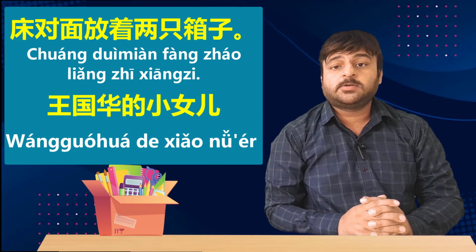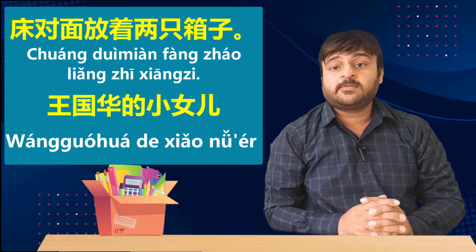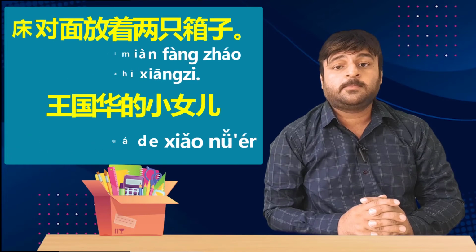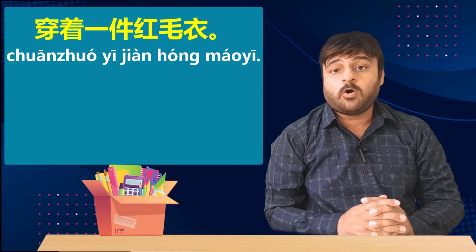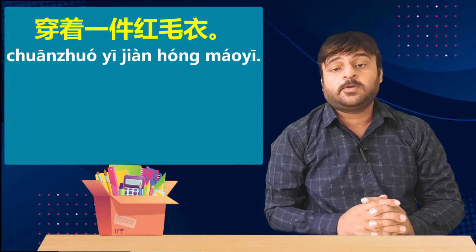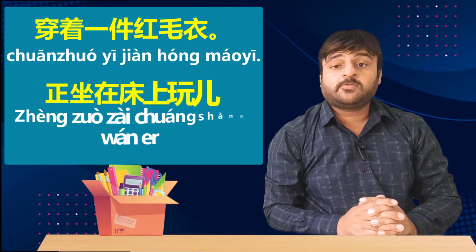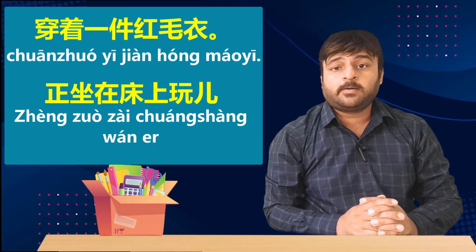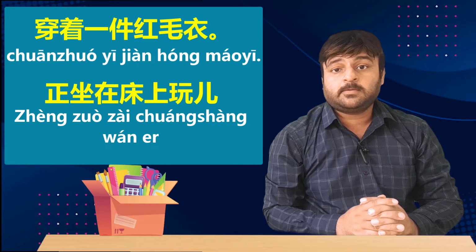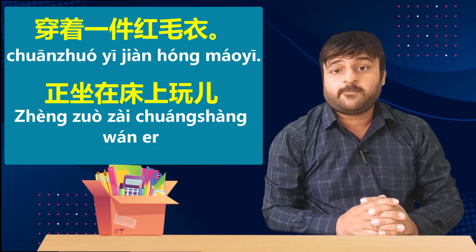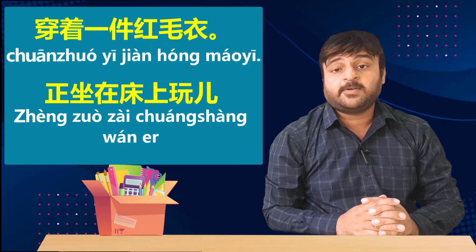王国华的小女儿 is daughter. Wang Guohua's small daughter or young daughter 穿着 wearing 一件红衣服 红 red 衣服 clothes. So his young daughter was wearing a red dress, 坐在床上玩 坐 to sit 在床上 on the bed 玩 to have fun. So his young daughter wearing a red dress was sitting on the bed and having fun.